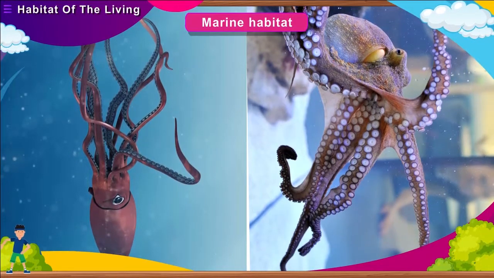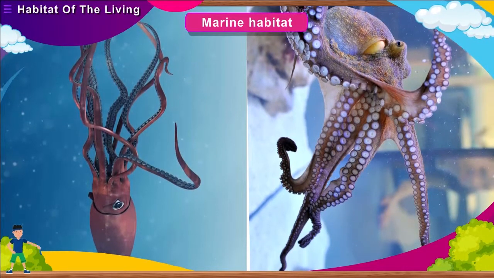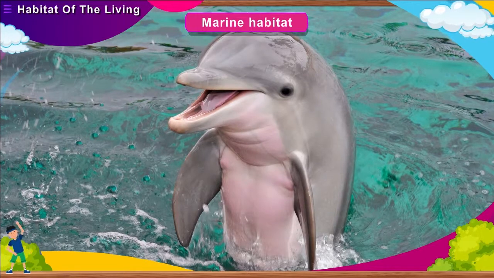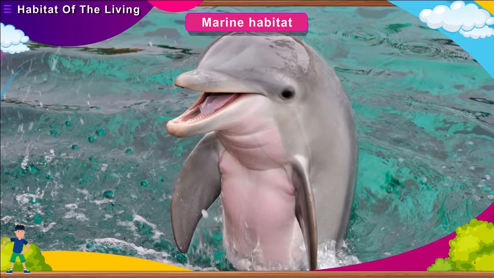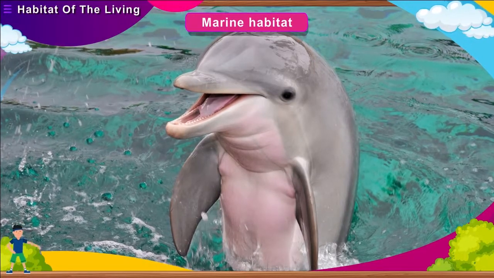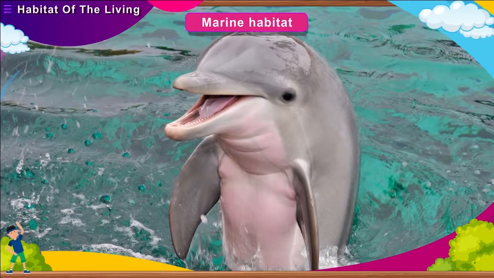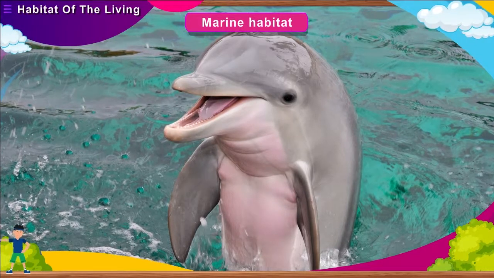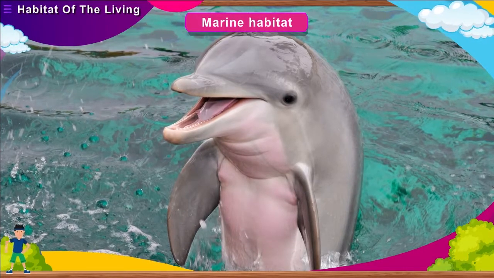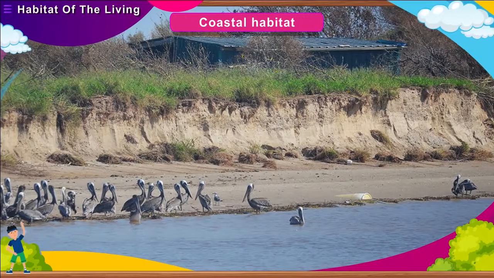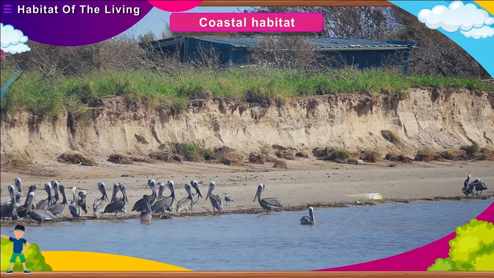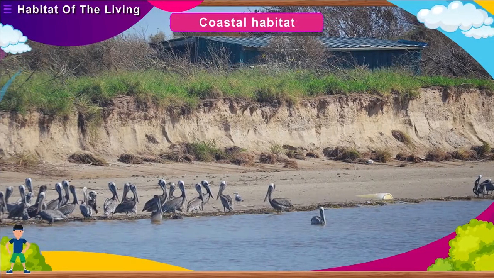These animals have gills to help them use oxygen dissolved in water. There are some sea animals like dolphins and whales that do not have gills. They breathe in air through nostrils or blowholes that are located on the upper parts of their head. This bears evolutionary significance. Coastal habitat refers to the regions where the sea meets land.